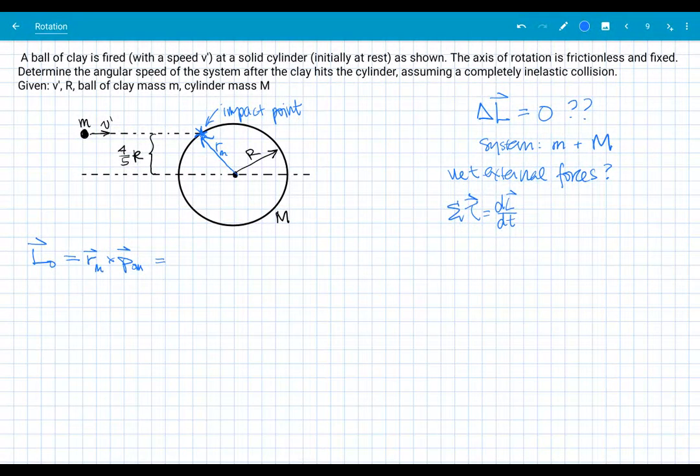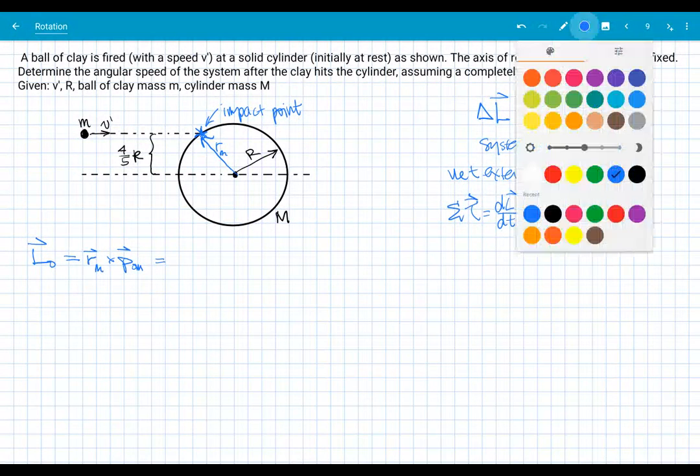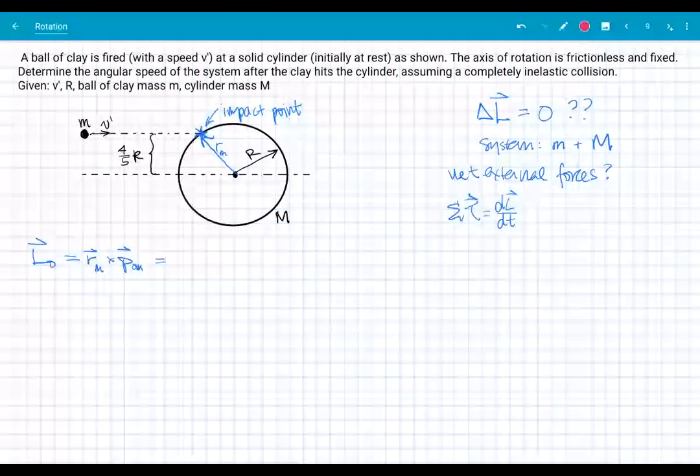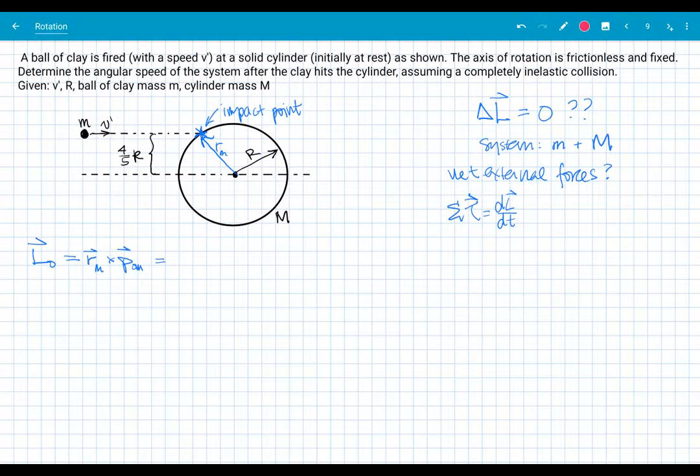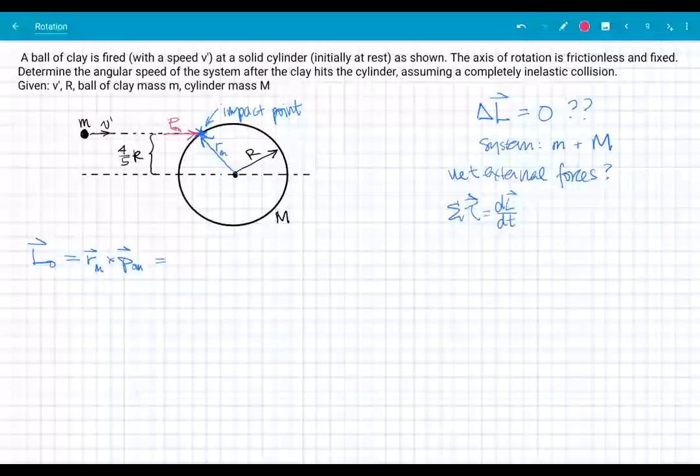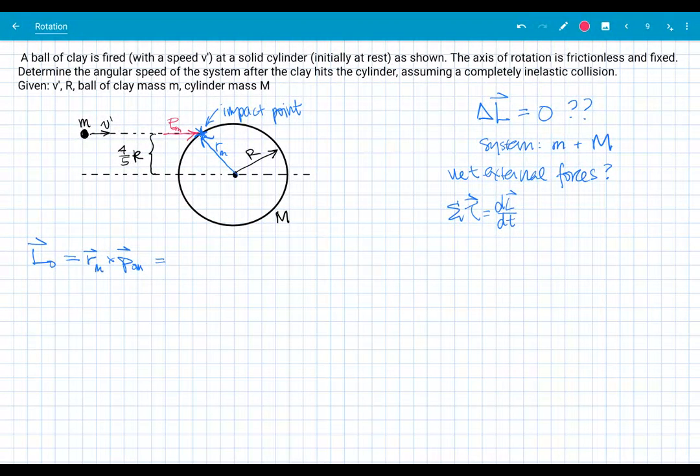Now, I want you to think about it. We're going to be looking at this cross product, right? So maybe it'll help here if I also draw in the vector for the linear momentum of the ball. So if I'm looking at the linear momentum of the ball, I'll draw that in here. Here is the initial linear momentum of the clay ball.